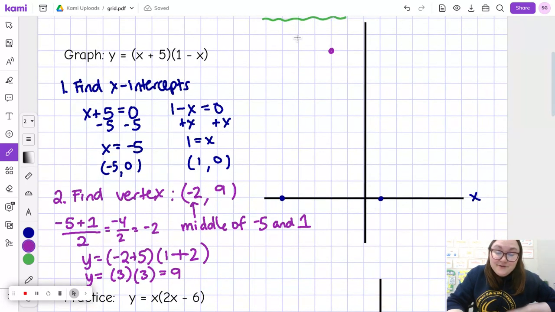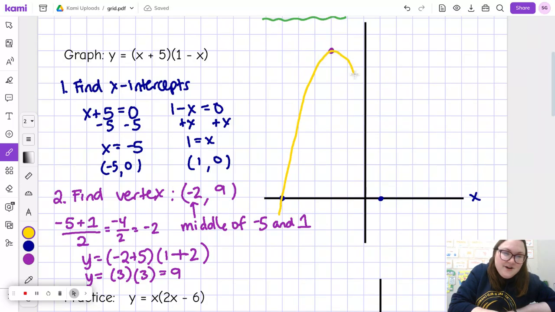Now that we have all three of these points, I've got the two x-intercepts and the vertex, now it's a lot easier for us to see where that parabola is, where that graph is. It's going up through this x-intercept to my vertex, and remember it's a curve, so I'm trying not to really draw a straight line, and then through that other x-intercept. So it looks something like this.